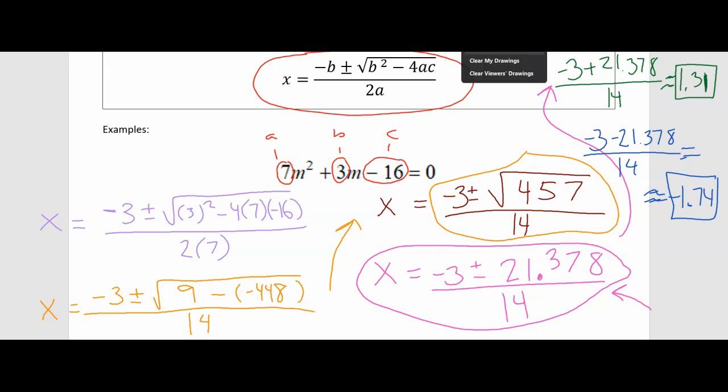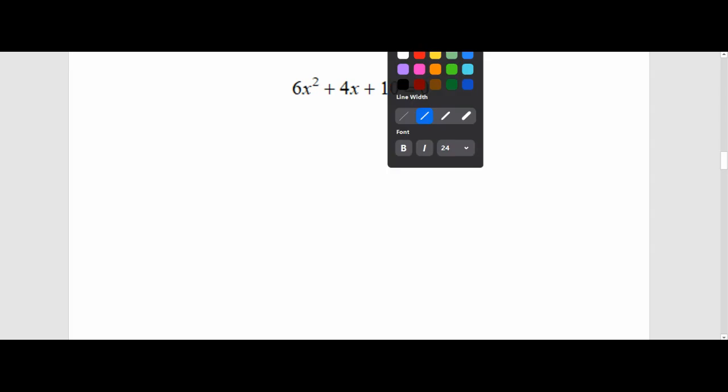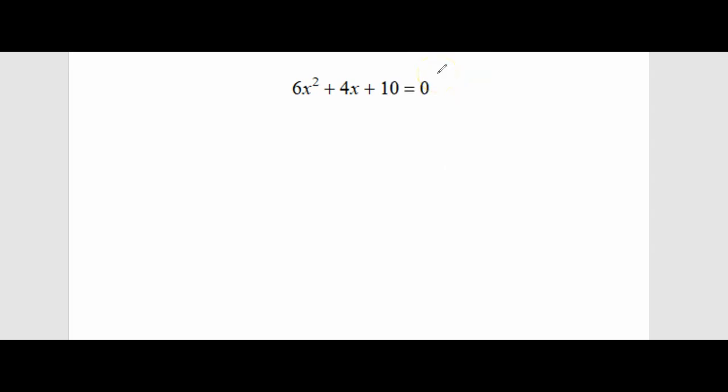Let's go ahead and do another one or two together. Make sure we get the hang of this. Let me write the quadratic formula here off to the side, just so we remember. X is equal to negative b plus or minus the square root of b squared minus 4ac all over 2a.